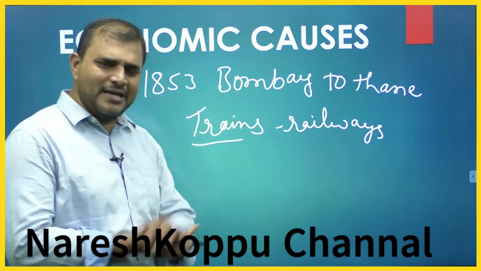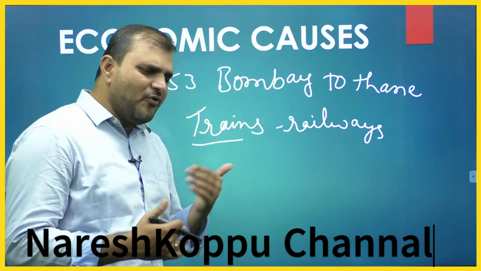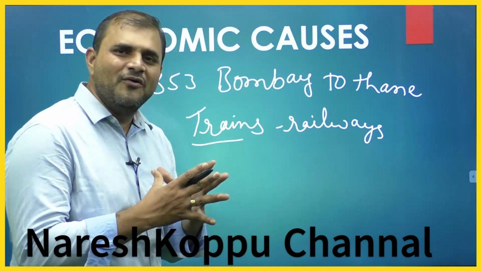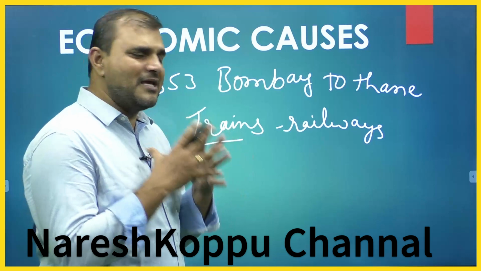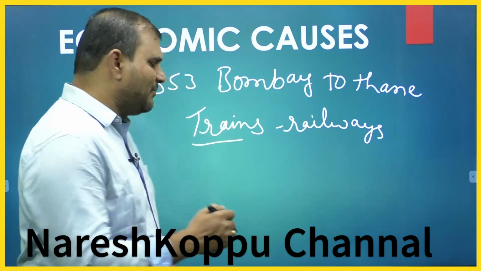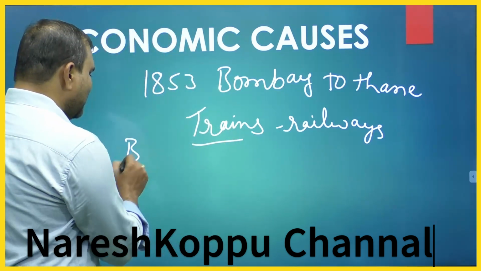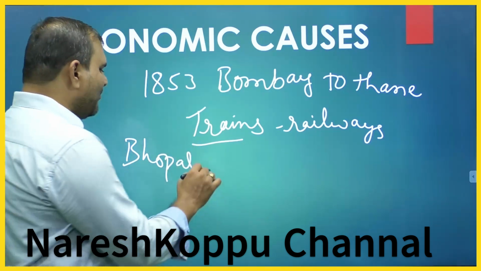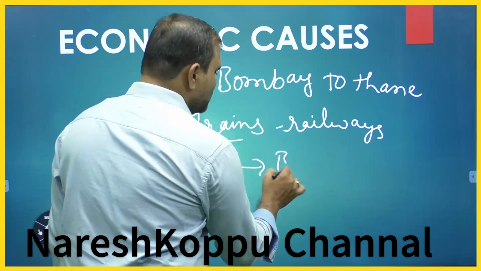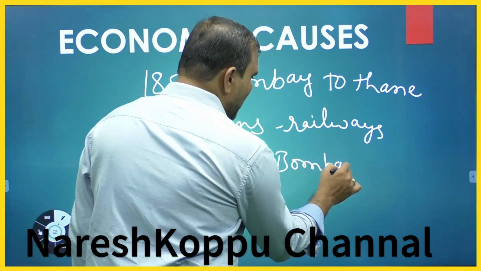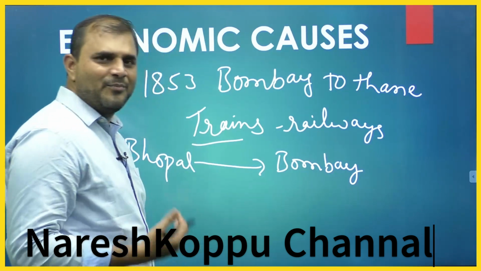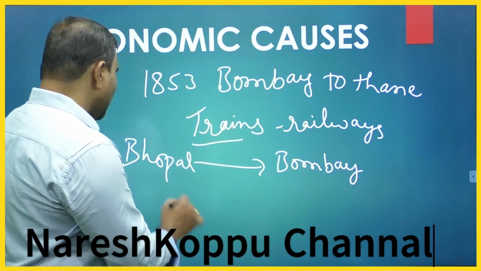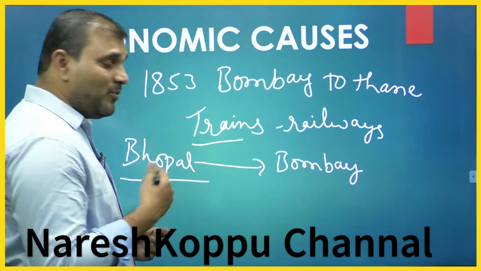When they introduced trains, 3 or 4 months of transportation time was reduced to 1 week, or 2 or 3 days. For example, cotton cultivated in Bhopal was sent to Bombay because Bombay had a shipyard. From Bombay, through ships they sent it to London. They started at Bhopal by bullock cart.